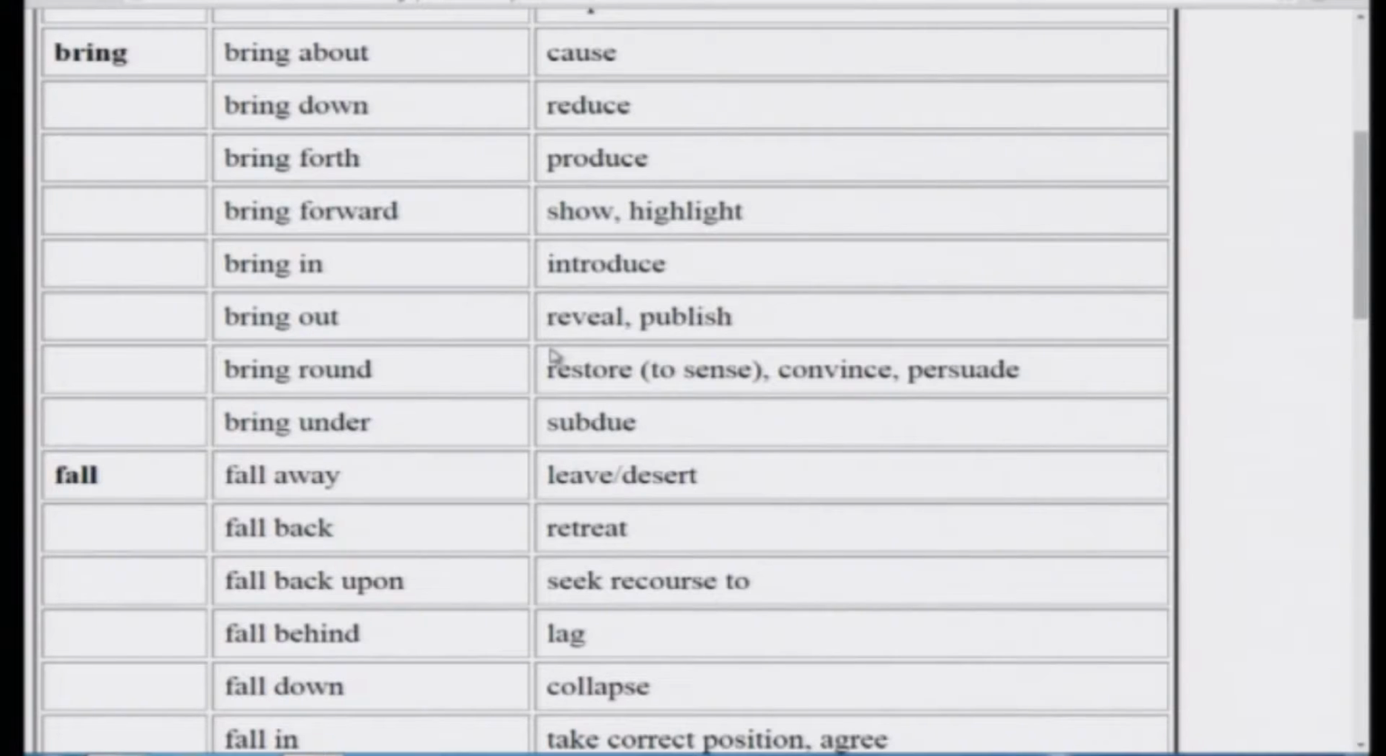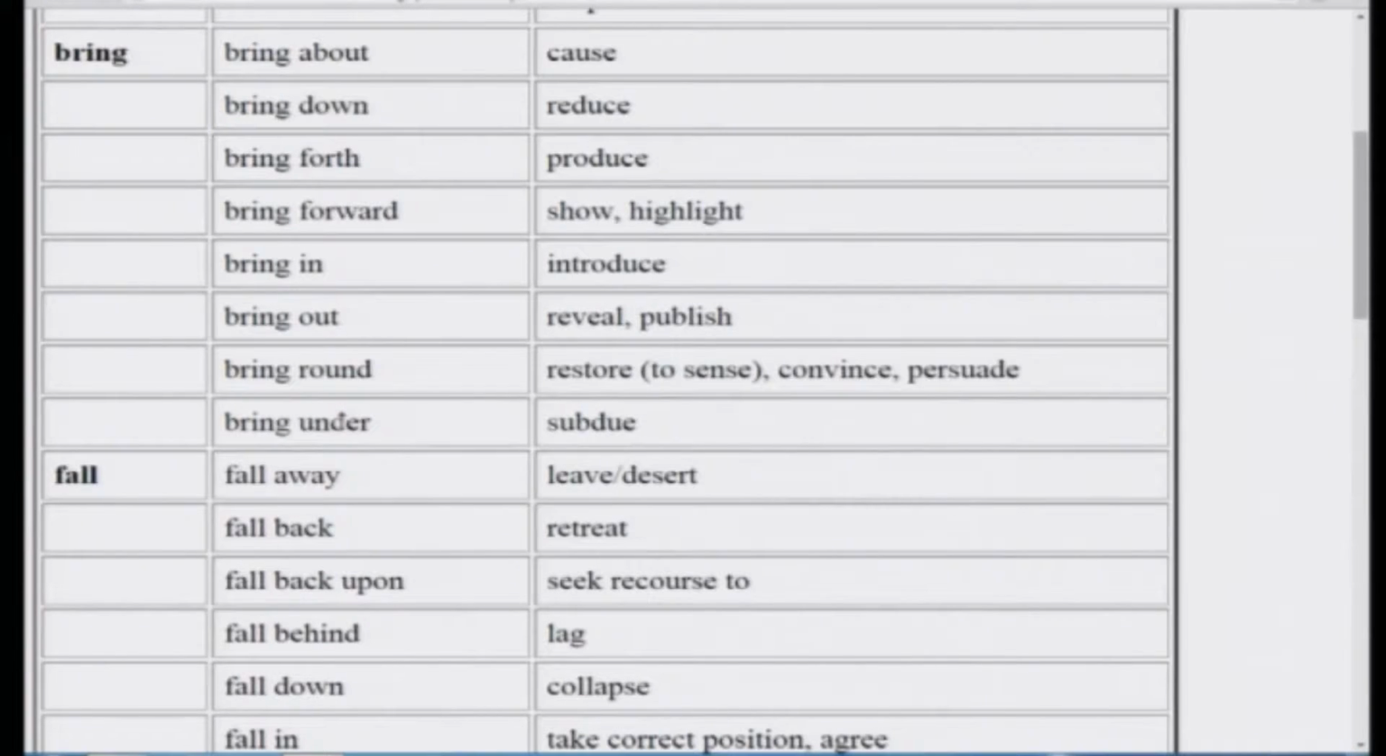Okay? Bring out is reveal. The facts were brought out through the investigation. Okay? Or publish. Penguin has recently brought out an interesting book on this topic. Okay? Bring round. If somebody has fainted, when you restore him to sense, to consciousness, that is to bring round. Okay? Or sometimes you also bring round or bring around somebody who otherwise was not accepting something, you convince him or persuade him. That is also bringing round or bringing around. Bring under is subdue. We have to bring the rebels under our control.